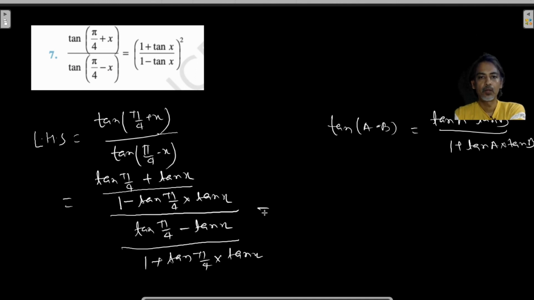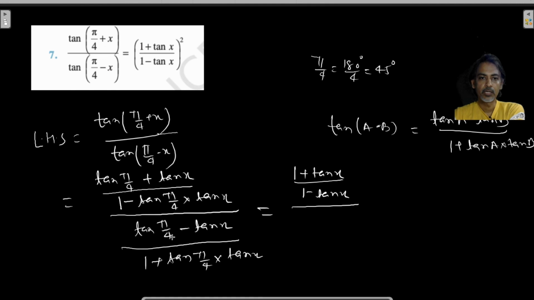Alright, now the numerator, so we know the value of tan pi by 4. So tan pi by 4 is what? Pi by 4 is nothing but 180 degree by 4, which is 45 degree. So we know the value of tan 45 degree, which is 1. So we'll put 1 plus tan x divided by 1 minus tan x. And then here it will again be 1 minus tan x divided by 1 plus tan x.